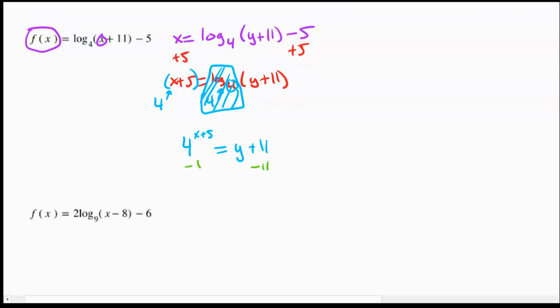My last step here will be to subtract 11 from both sides, which will get my final inverse equation of 4 to the power of x plus 5, minus 11.